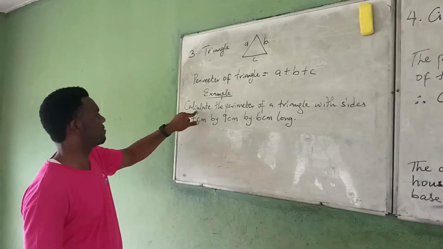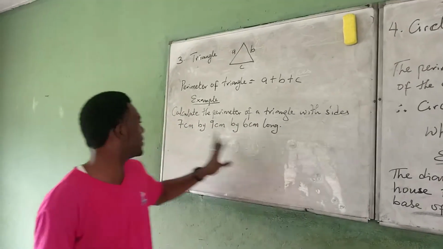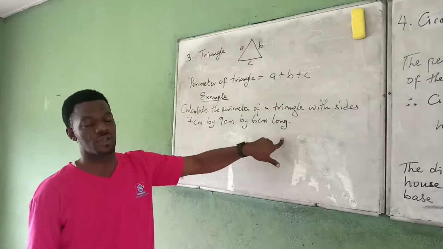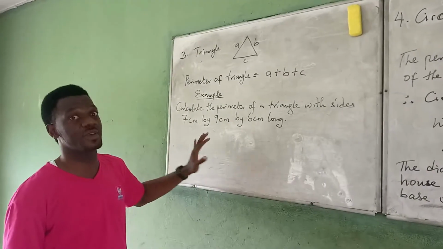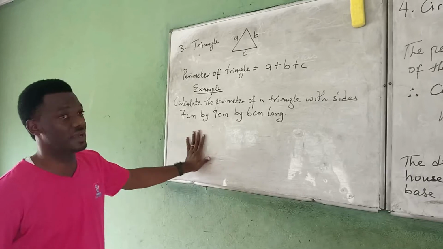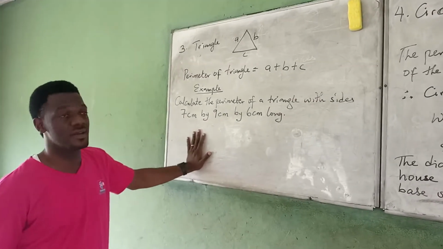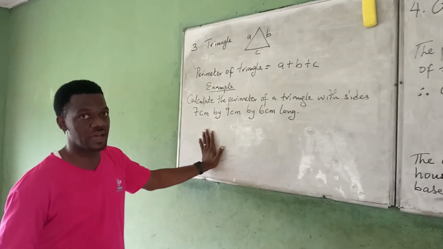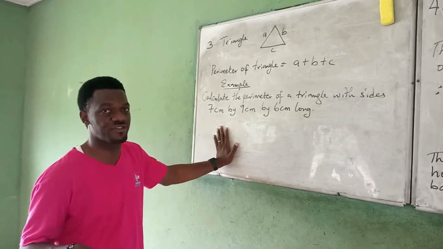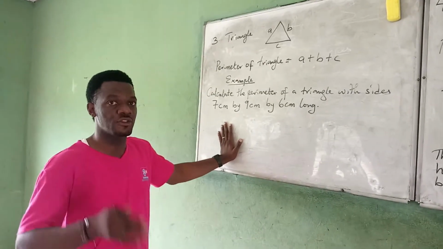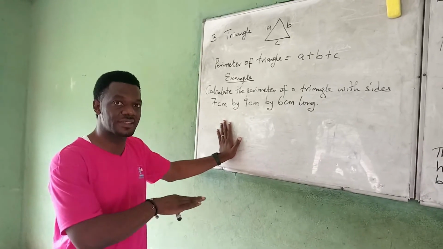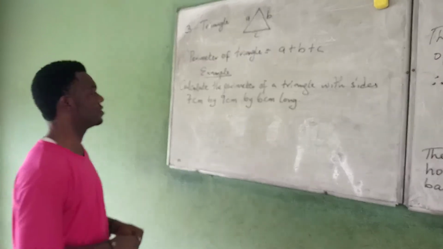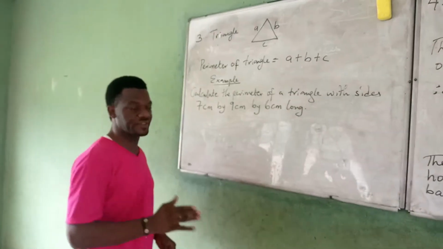For example, calculate the perimeter of a triangle with sides 7 centimeters by 9 centimeters by 6 centimeters long. And remember, they are all in centimeters, so we have no problem with that. Questions could be asked whereby some sides are in centimeters and some in meters. Remember what I said: before you start adding or dividing or multiplying, you must ensure that they have the same unit, either meters all through or centimeters all through. So this one has centimeters all through, so that the answer will have one unit.